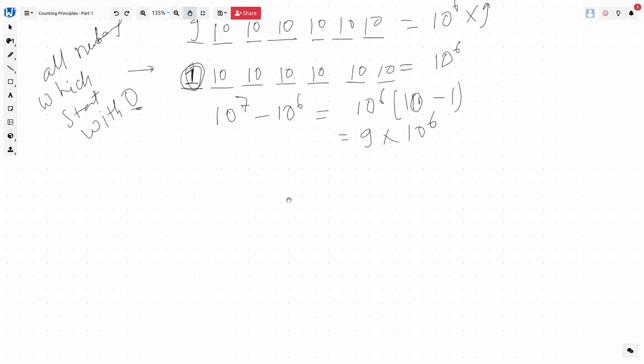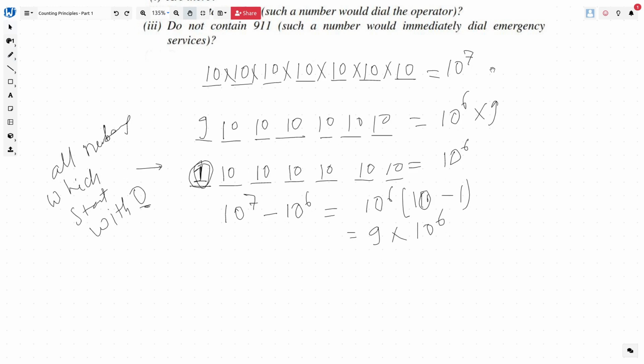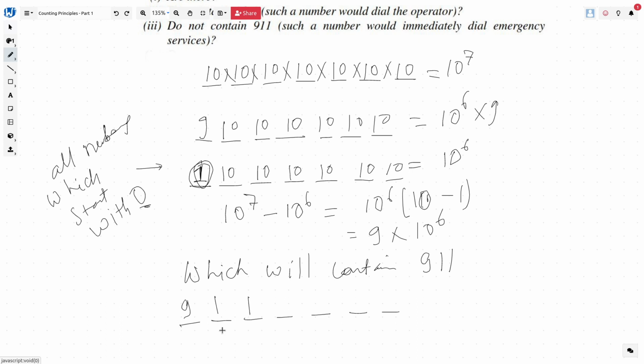So let's try to find, we know that the total number of ways we can find these numbers is 10 to the power 7. Now let's try to find all the telephone numbers which will contain 911. It is a 7-digit number, positions 1, 2, 3, 4, 5, 6, 7. So if you look at it, you can place 911 here, you can place 911 here, you can always start 9 here, and then you can place 911.